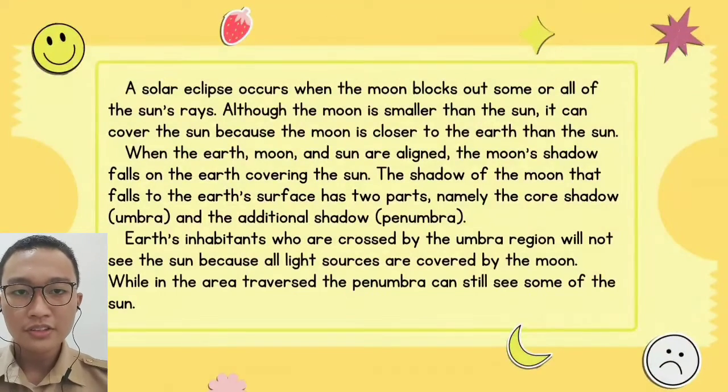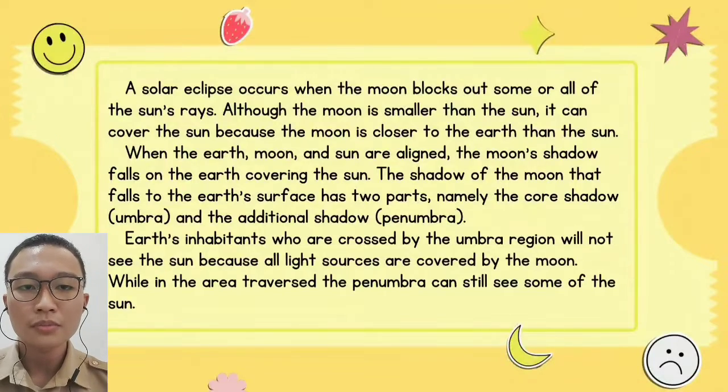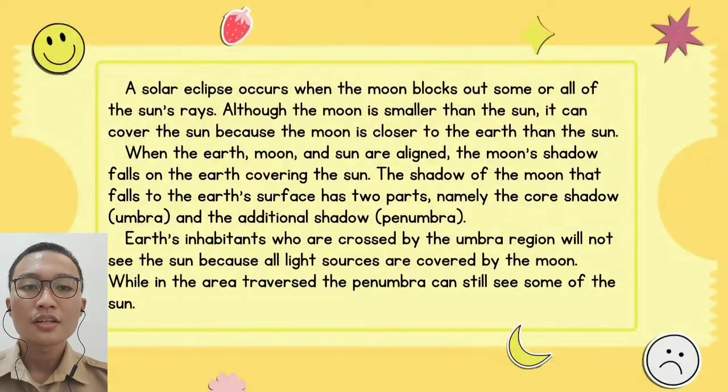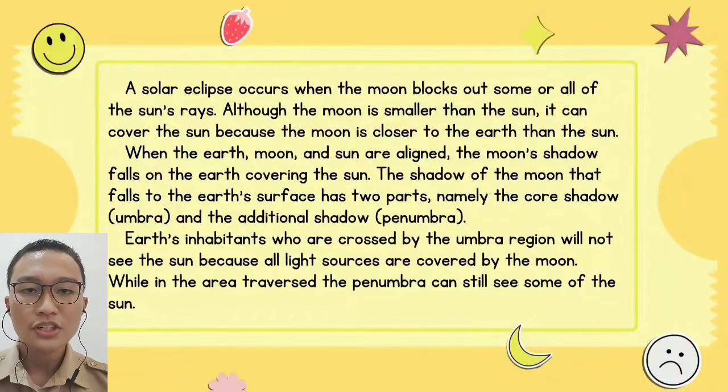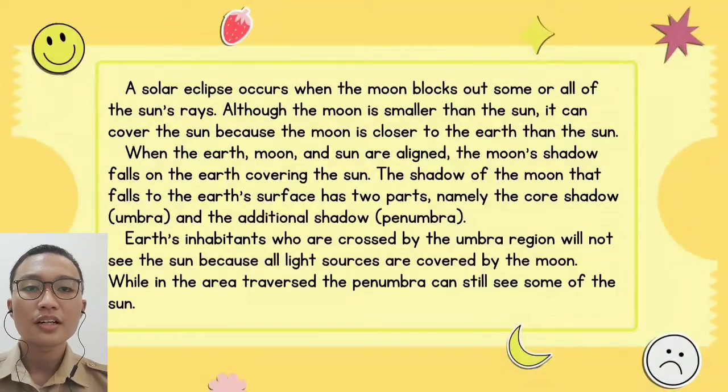So I will explain the cause of the solar eclipse. A solar eclipse occurs when the moon blocks some or all of the sun's light. Even though the moon is smaller than the sun, the moon is closer to the earth than the sun. That's why the moon can cover the sun. When the moon, sun, and earth are in the same line, the moon's shadow falls on the earth's surface, covering the sun. The shadow of the moon that falls to the earth has 2 parts.